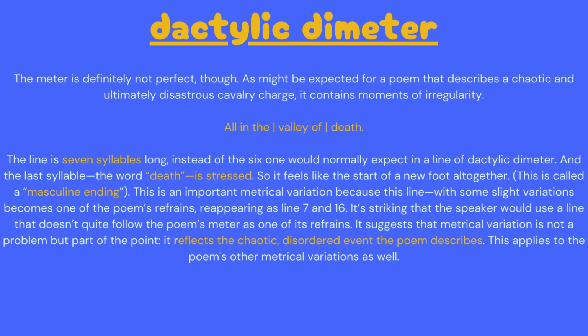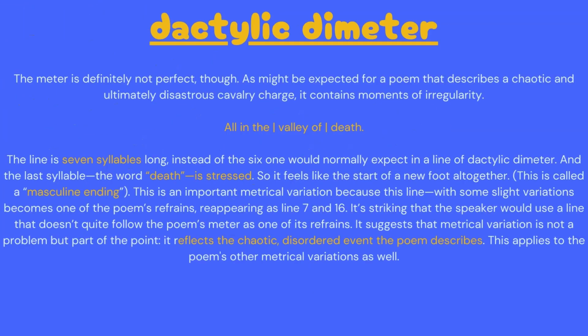All in the Valley of Death. The line is 7 syllables long, instead of the 6 one would normally expect in a line of dactylic dimeter, and the last syllable, the word death, is stressed, so it feels like the start of a new foot altogether. This is called a masculine ending. The metrical variation reflects the chaotic, disordered Crimean War.